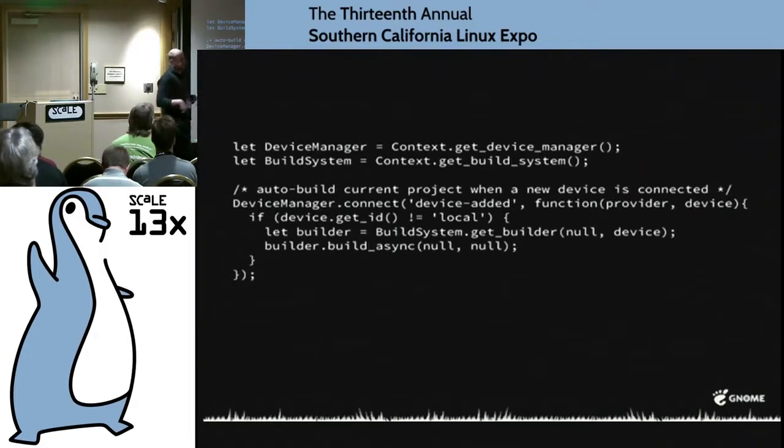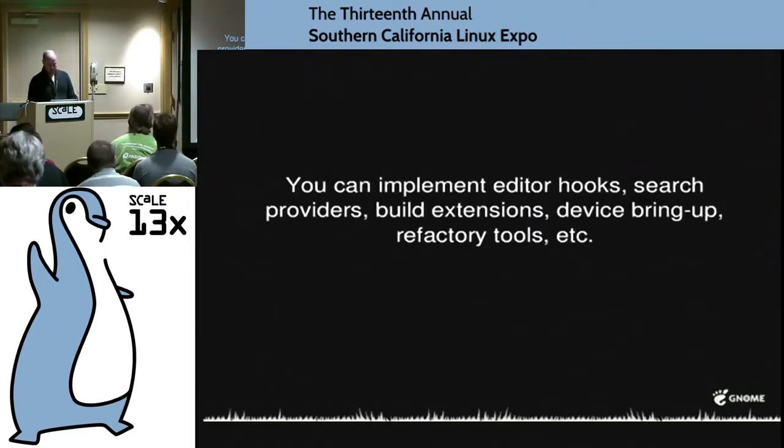We get notified that a new device has been added, say an Android device or some Ubuntu phone or something. And then we just check that it's not the local device. You could do something special there if you want. And then just get a builder for it and then call the build and let it build asynchronously. If you care about when the build is finished, maybe you want to deploy it to the device and then run it, you could pass in another function. I guess it would be like Node.js, where you're just nesting functions asynchronously over and over again. But essentially that's how it would work.